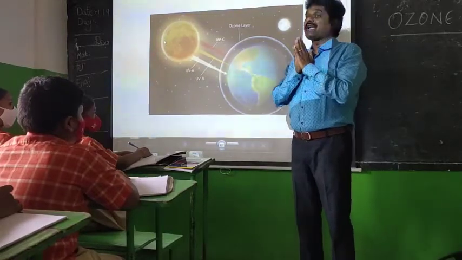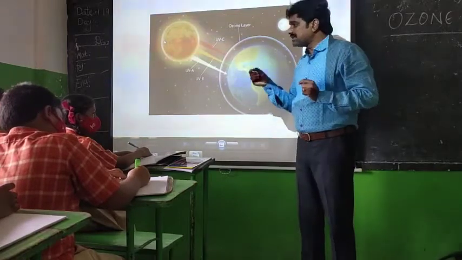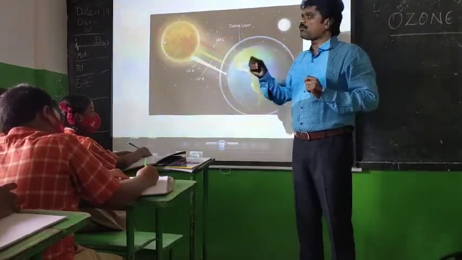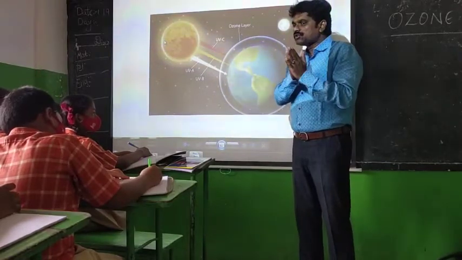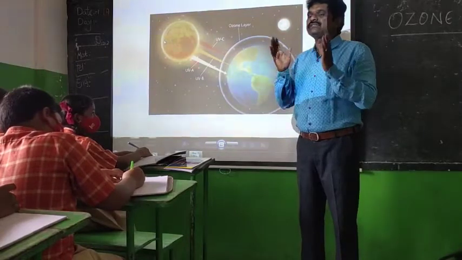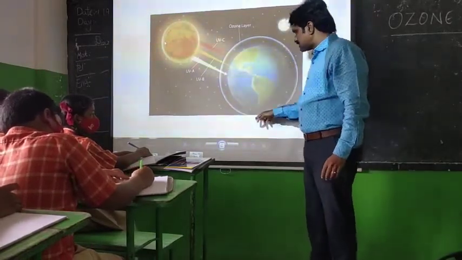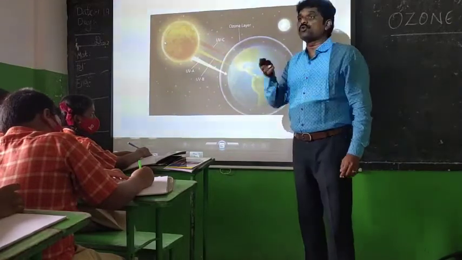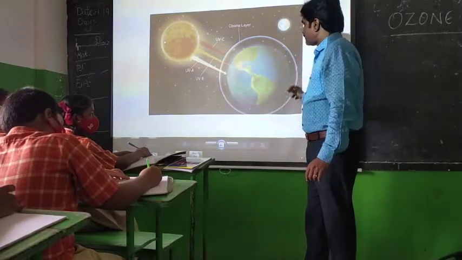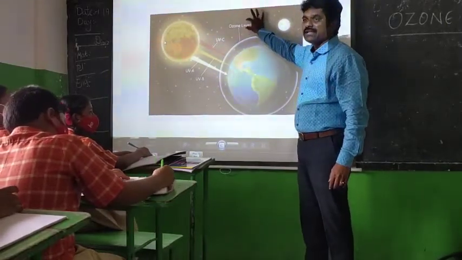Ozone is a colorless gas. What is ozone? Ozone is a colorless gas. It is a form of oxygen. Ozone is derived from oxygen. So ozone is a colorless gas, and our earth is surrounded by that ozone, and that is called the ozone layer.